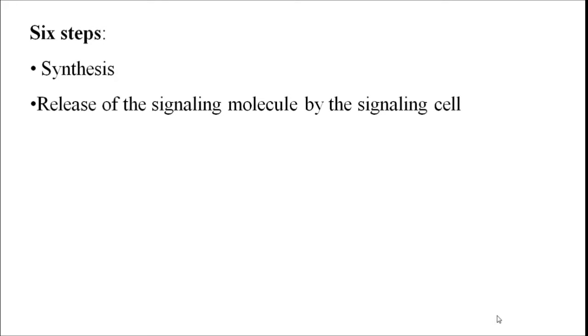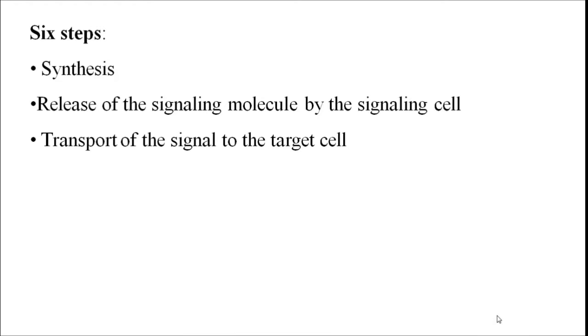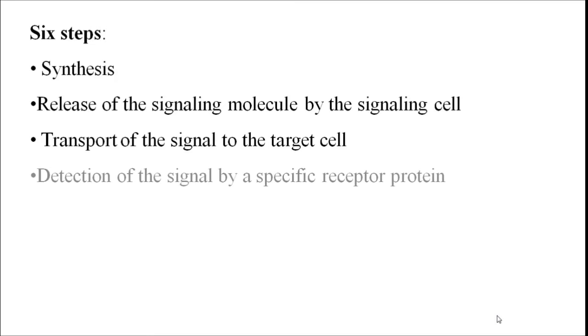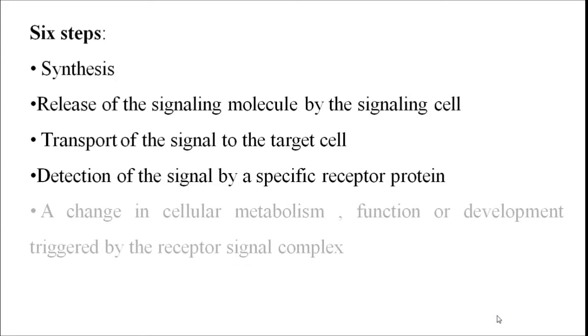Now there are six steps in cell signaling. The first step is the synthesis of a particular signaling molecule. The second step is the release of this signaling molecule by the cell which produced it. The third step is the transport of the signal to the target cell. The fourth step is that the signal will be detected by a specific receptor protein.